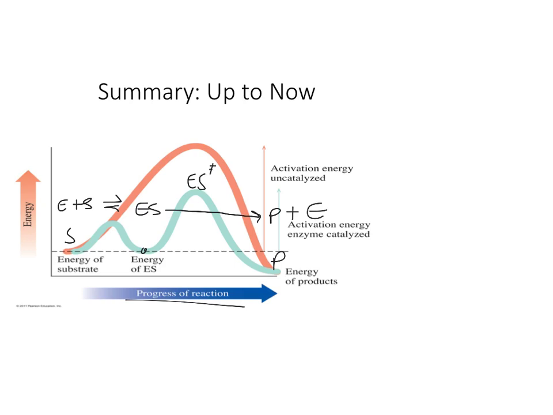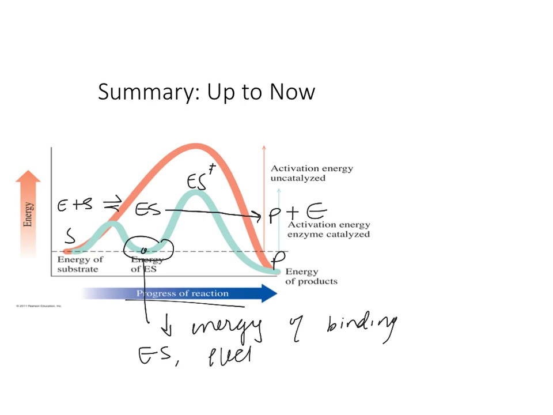Okay? This lowering of energy, that valley, that intermediate, is facilitated by the decrease in energy of binding the ES. This is due to electronics primarily, but this also describes specificity in terms of stereochemistry and shape.